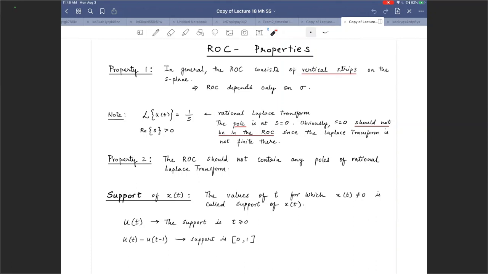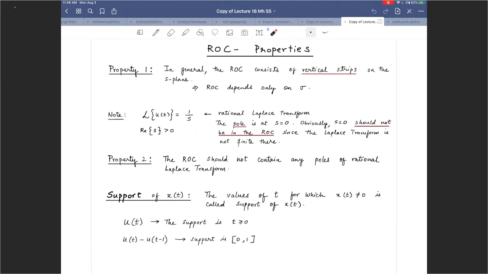An example we have seen before. Note, the Laplace transform of u of t is 1 over s. That's represented as the rational Laplace transform. The pole is where the denominator goes to 0. So that's when s is 0. And obviously s equals 0 should not be in the ROC because that's where the function goes to infinity. So it should not be a part of the region of convergence.